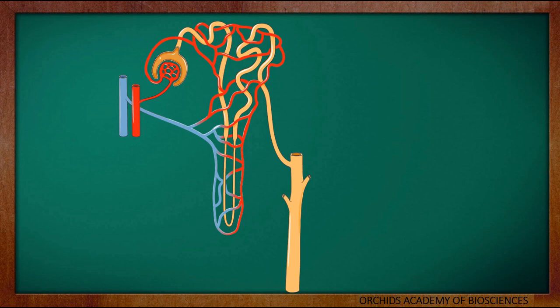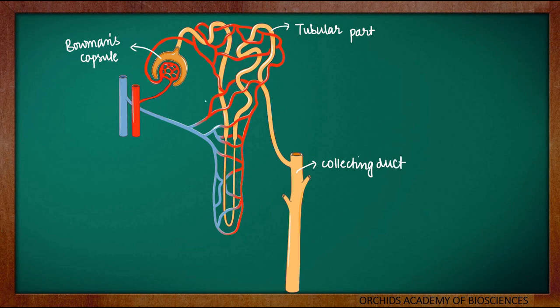The upper end of the nephron is called a Bowman's capsule, which continues into the tubular part of the nephron, then finally opens into a collecting duct where the urine is collected. So these are the major parts of the nephron, starting with the Bowman's capsule and ending at the collecting duct. Now let us see how the blood is purified through the nephron.